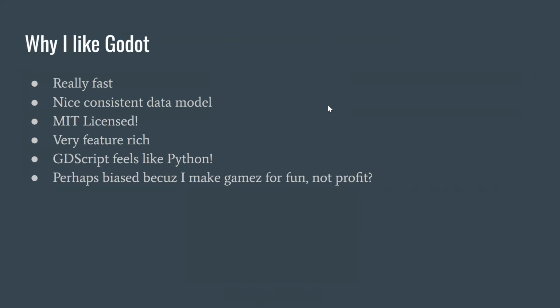And just why I like it: again, it's super fast, which I really appreciate, especially if you try to load up Unity or Unreal, which is the opposite. They're not super fast. It's got a very consistent data model. It's MIT licensed, very feature rich. And of course, GDScript feels like Python, which is very familiar to me. And of course, I'm biased because I make games for fun, not for profit. So maybe if I was on the tail end of things and trying to get something out the door, I'd see some more flaws.